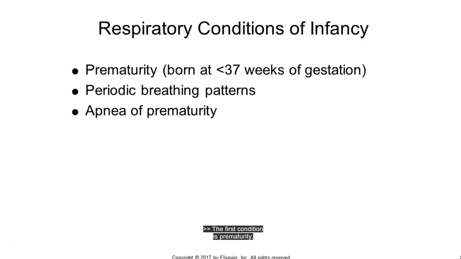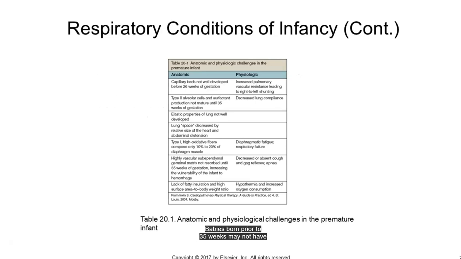The first condition is prematurity, which is defined as babies born prior to 37 weeks gestation. Babies may exhibit apnea or periodic breathing, which results in bradycardia and hypoxemia. Babies born prior to 35 weeks may not have produced surfactant and are at increased risk of hemorrhages. Lack of fatty insulation may result in increased oxygen consumption, and elastic properties of the lung and high oxidative fibers in the diaphragm are not fully developed, resulting in diaphragm fatigue and respiratory failure. Babies born before 26 weeks gestation may have underdeveloped capillary beds, leading to increased pulmonary vascular resistance and right-to-left shunting.